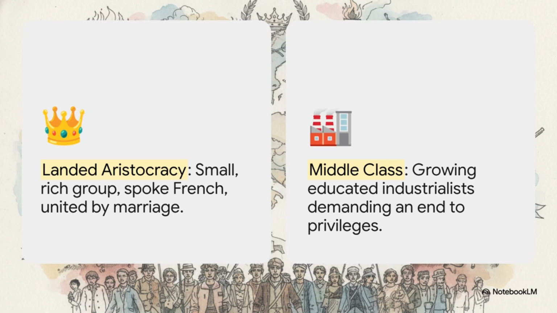But the pendulum began to swing. Industrialization birthed a new middle class, a rapidly growing population of industrialists, businessmen, and educated professionals. And they looked at this old system of aristocratic privilege, a system based entirely on birth, and they demanded a totally new way of governing. They philosophically challenged the old world, arguing that society should actually be based on merit and market value, not just aristocratic birthright.